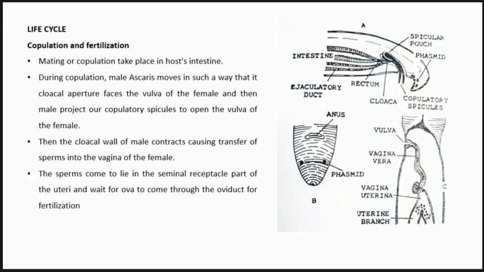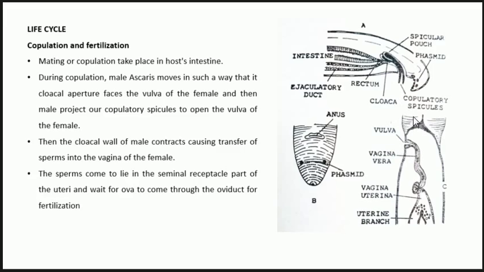During copulation, male Ascaris move in such a way that the cloacal aperture faces the vulva of the female. Remember, in the previous diagram we have seen, from the cloacal aperture you have the tube which contains the sperm, and from the cloacal aperture it will come out. Nearby the cloacal aperture itself, as you can see, is the ejaculatory duct, and this is the cloacal aperture. So this cloacal aperture comes in front of the vulva of the female.